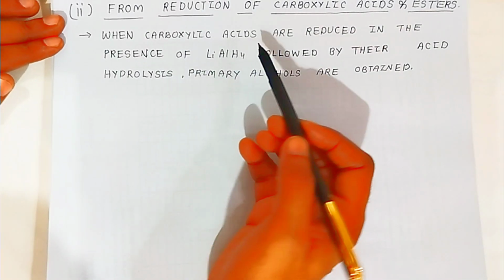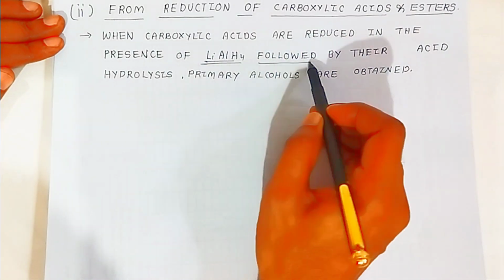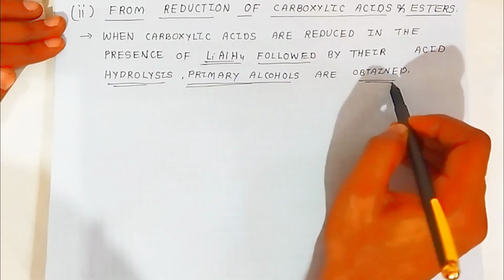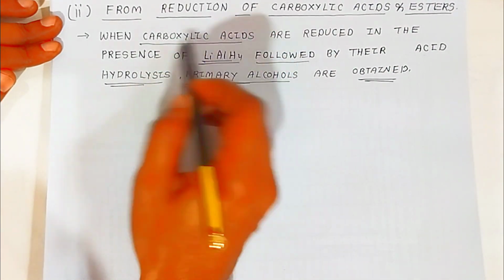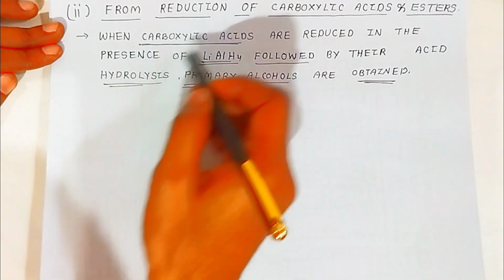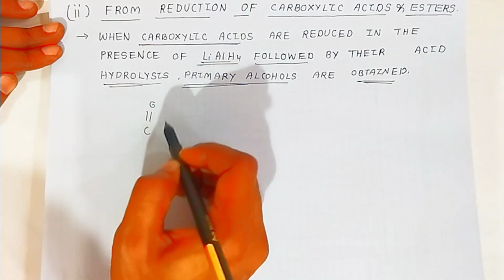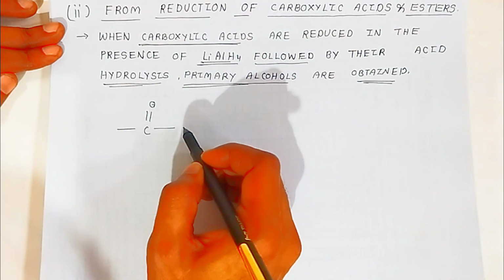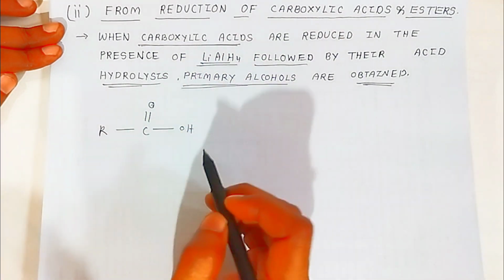When carboxylic acids are reduced in the presence of lithium aluminum hydride, followed by acid hydrolysis, they provide primary alcohols. Okay, students, carboxylic acid is also a type of carbonyl compound. So we are representing the carboxylic acid; this is a carbonyl compound only. Now one valency is taken by hydroxyl, the other by alkyl. So this is the carbonyl, students.